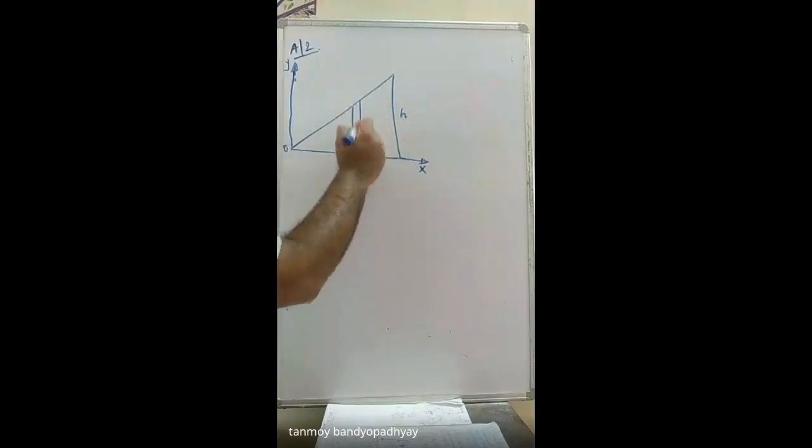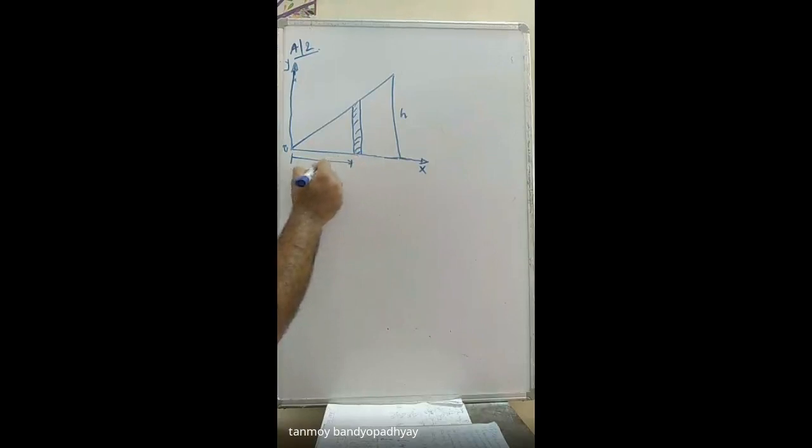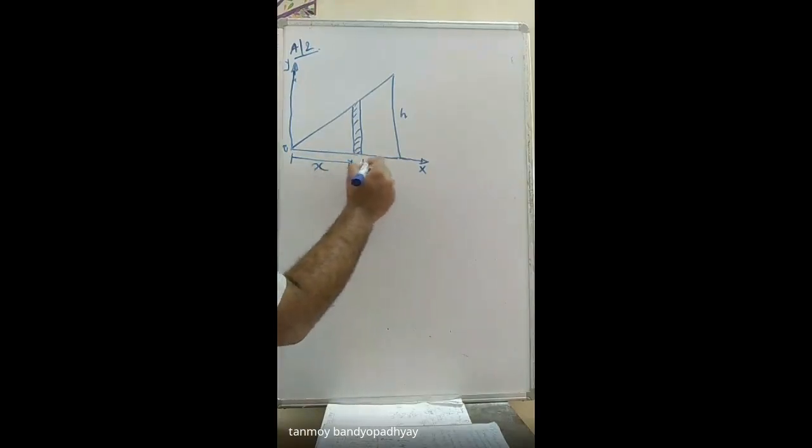Okay, so let us consider a vertical strip. You can take a horizontal strip also. You can try the problem using a horizontal strip also. So what we do is we take a vertical strip at a distance of dx from one end.